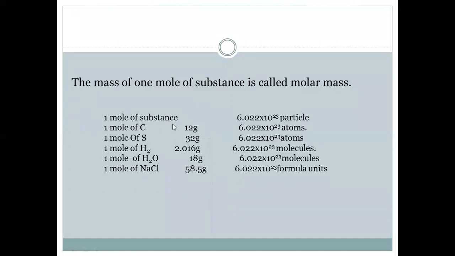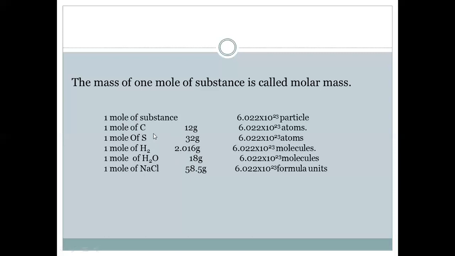I told you the mass of one mole of a substance is called molar mass. 1 mole of carbon, and its mass is 12 gram. It is called molar mass. 1 mole of sulfur, 32 gram molar mass. 1 mole of hydrogen, 2.016 gram molar mass. Molar mass is the mass of 1 mole of any substance. If they are elements, compounds, molecules, or formula units, their masses are called molar masses.